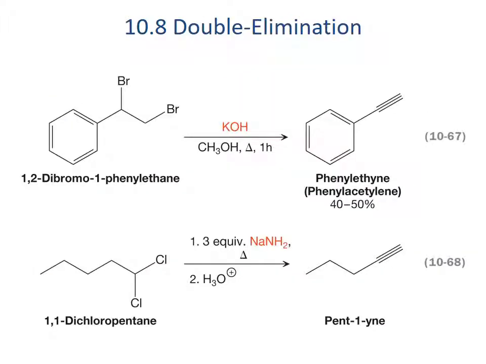Of course, we don't always start with a vinyl halide. In order to get a vinyl halide, we often start with two halides on a starting molecule. These halides may be on adjacent carbons or on the same carbon. It doesn't really matter because the first elimination will make a vinyl halide in both cases.